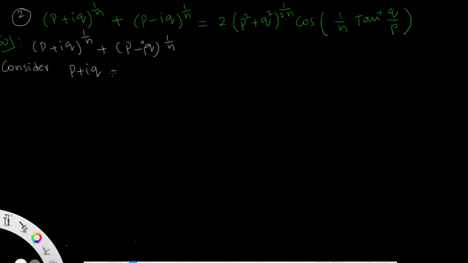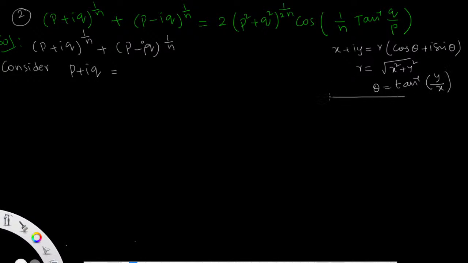P plus iq is any complex number. Previously we already wrote r into cos theta plus i sin theta, where r is nothing but root over x square, the real part square plus the imaginary part square, and theta is written as tan inverse of y by x. This is the most important formula for any complex number; it is the basic formula of the modulus amplitude form. In this way we can write p plus iq. If it is x plus iy, then r into cos theta plus i sin theta, where r equals root over x square plus y square and theta equals tan inverse y by x.